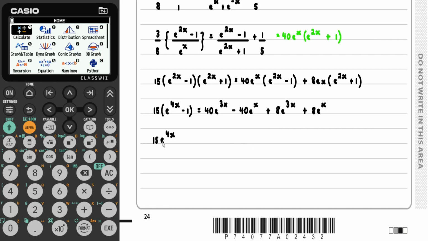So on the left hand side I've got 15 e to the 4x subtract 15, and on the right hand side, simplifying, we end up with 48 e to the 3x subtract 32 e to the x, and therefore taking everything over to one side, we have 15 e to the 4x subtract 48 e to the 3x plus 32 e to the x subtract 15 equals 0.